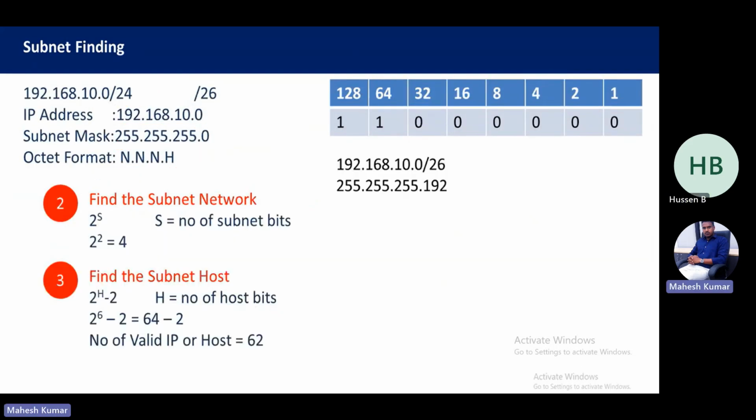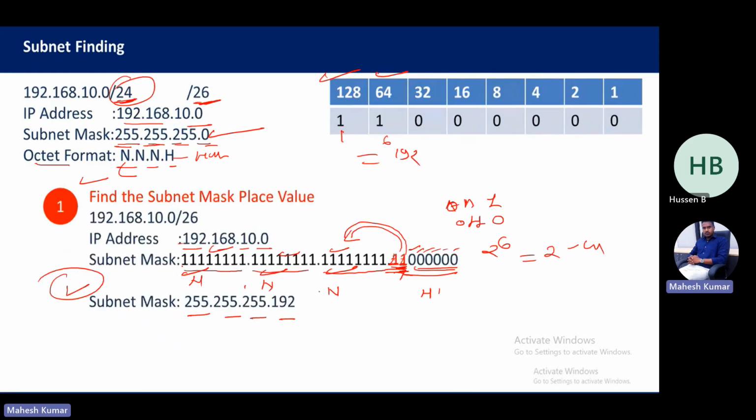Now the second step is subnet finding. Before that, this entire portion is called the network bit. These two bits are called the subnet bits, and the remaining bits are called the host bits. Clear?